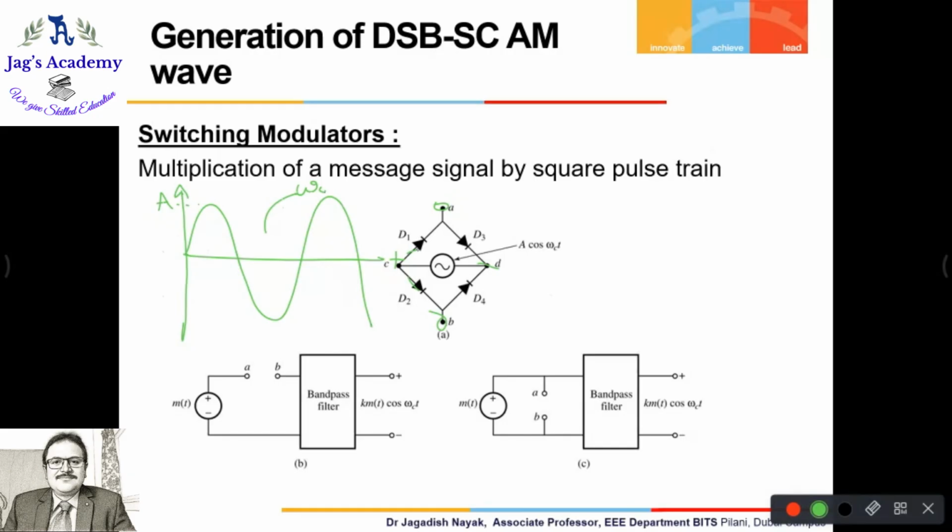Now, this is your message signal, and this A and B will come here. And this is going to generate this W of t. That's a square wave train. It need not be only a pulse train, it can be a square wave train also. Then after that you pass it through a band pass filter, and what you get is k into m of t into cos omega ct.